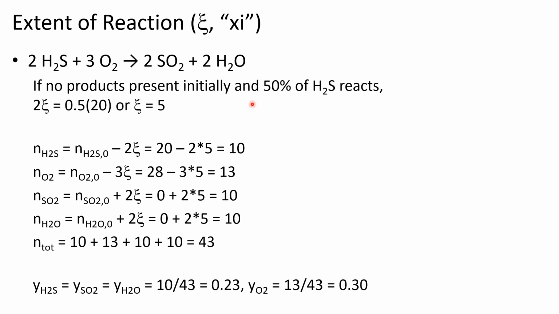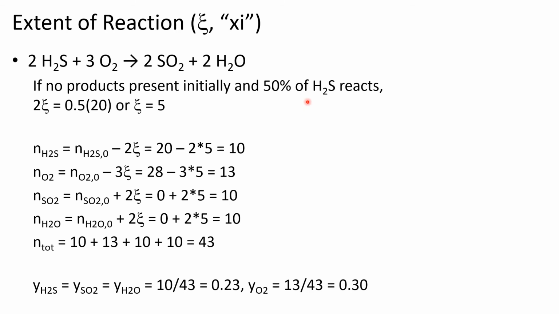Let's compute what leaves a reactor if there are no products present initially and 50% of the H2S that's fed to the reactor reacts. If, for the case we just looked at, in which we had 20 moles of H2S fed and 28 moles of oxygen fed.